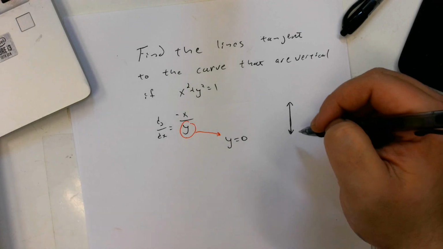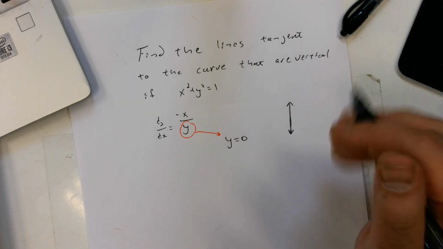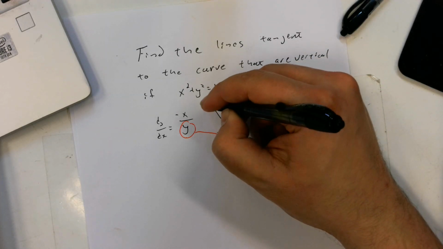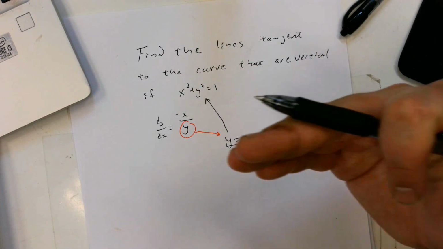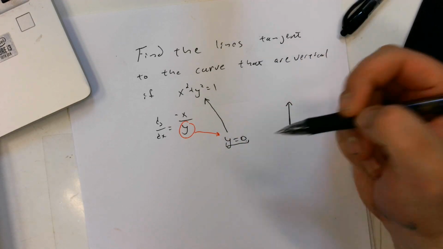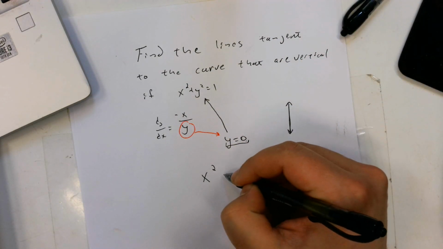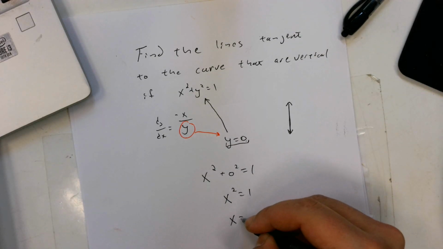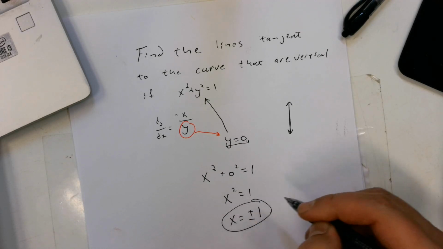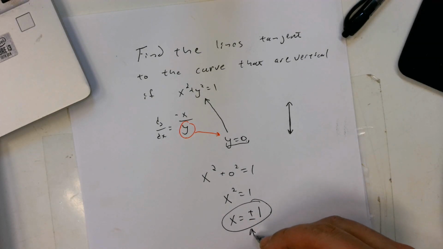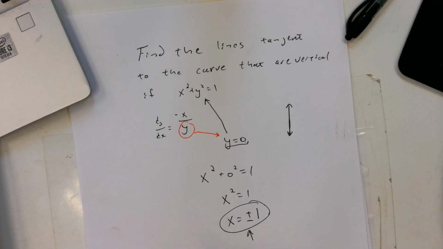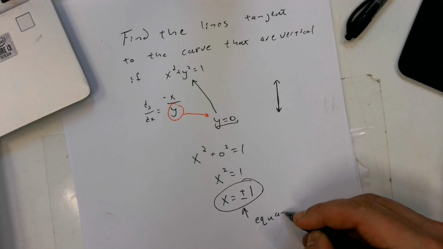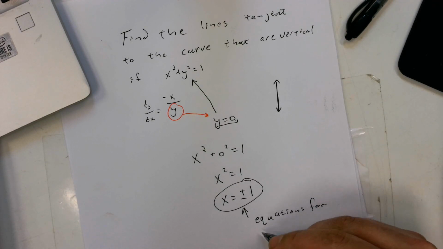Right? Y equals 1, y equals negative 1. Y equals 0 is the y coordinate that will give me a vertical tangent line. So I'm going to take this value. I'm going to figure out what values of x satisfy this. X squared equals 1. X equals plus or minus 1. So these x's, they're not coordinates. These x's are now lines. These are the equations for lines.